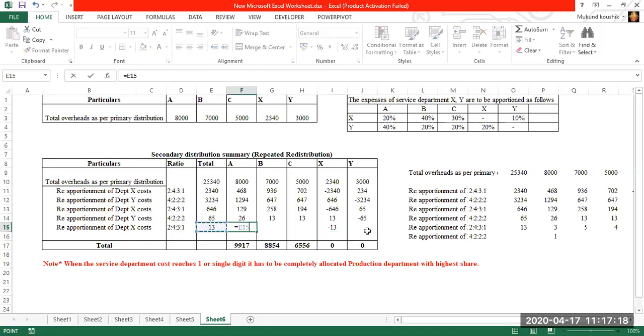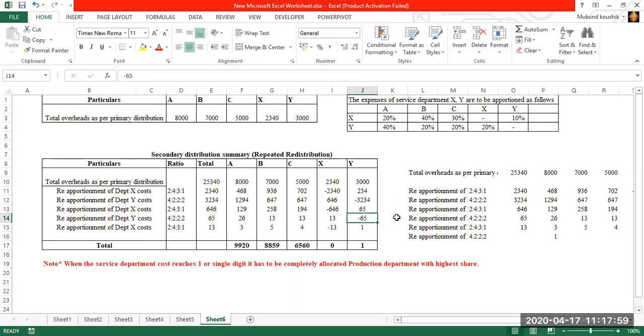Now for department A, it will be 13 rupees into 2/10. For department B, it will be 13 rupees into 4/10. For department C, it will be 13 rupees into 3/10. For department Y, it will be 13 rupees into 1/10. Now 2.6 we'll make it as 3. Here we'll make it as 5. Here we'll make it as 4. So how much will we have? 12. That means we will be having only 1 rupee.